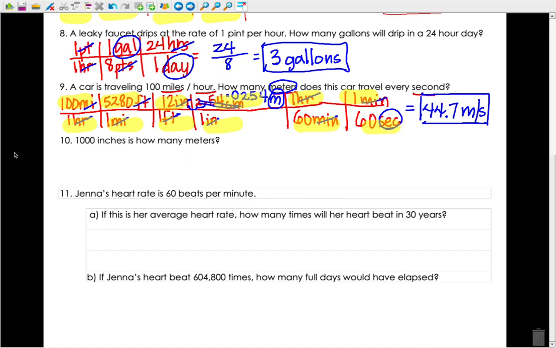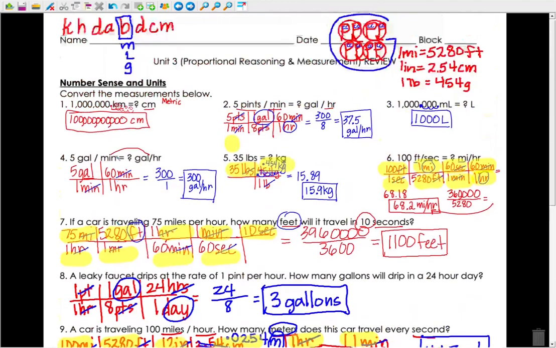The next one's quite simpler, much simpler. I want to go from inches to meters. And again, inches is customary, meters is metric. So come up here and look at your conversion to transfer over from inches to metric. And 1 inch is 2.54 centimeters.